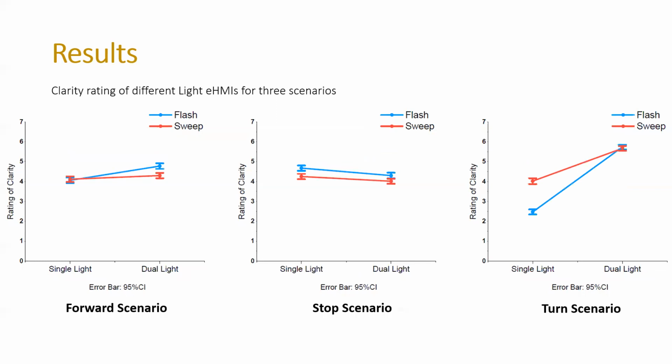The following slide shows the clarity rating results for the light-based eHMI. For a forward scenario, an interaction effect was seen, and based on main effect analysis, a significant difference was found. Overall, dual lights were preferred. In the stop scenario, no statistical difference was found. The turn scenario had an interaction effect with a statistically significant difference in the rating. Dual lights were highly preferred, similar to the forward scenario.